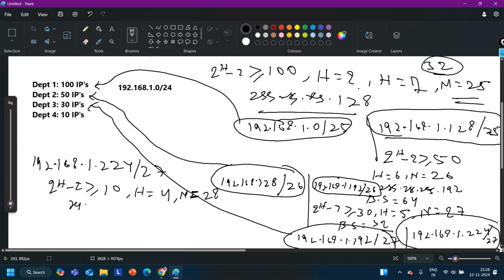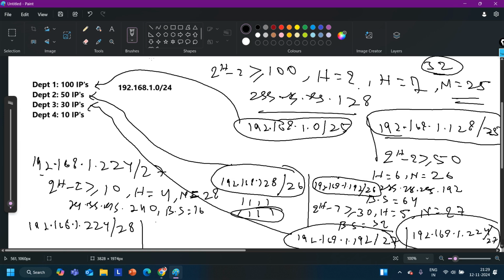That means in the subnet mask 4 bits are on: 128 plus 64 plus 32 plus 16 is 240. Block size 16. This is my first network, 192.168.1.224, and the second network is 192.168.1.240/28. We can assign it to another department.